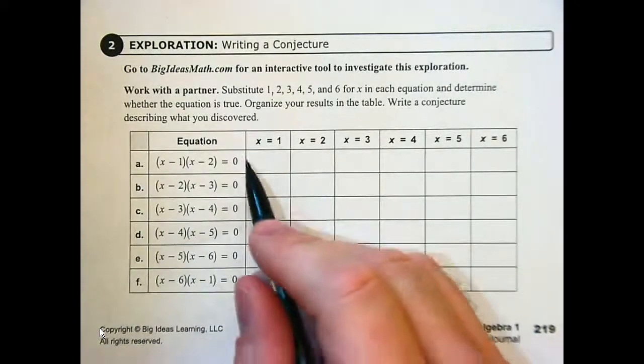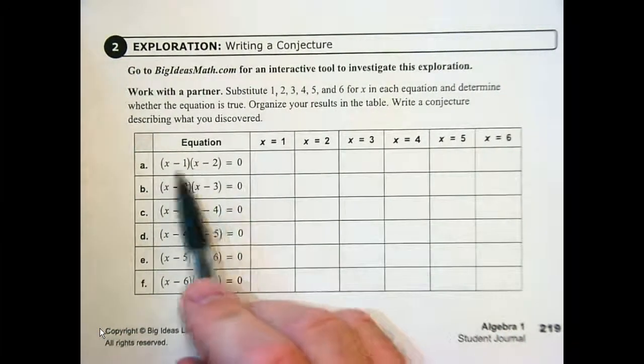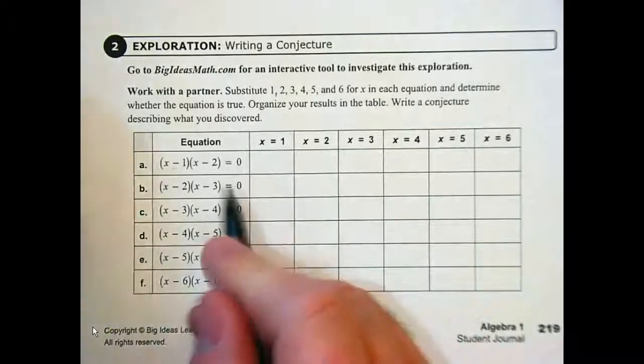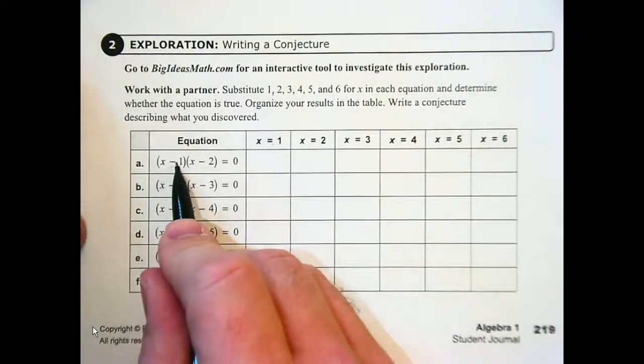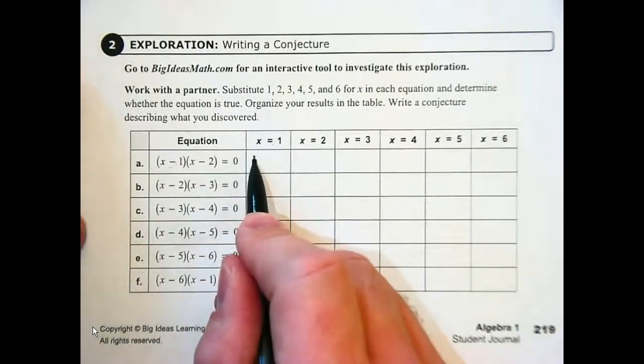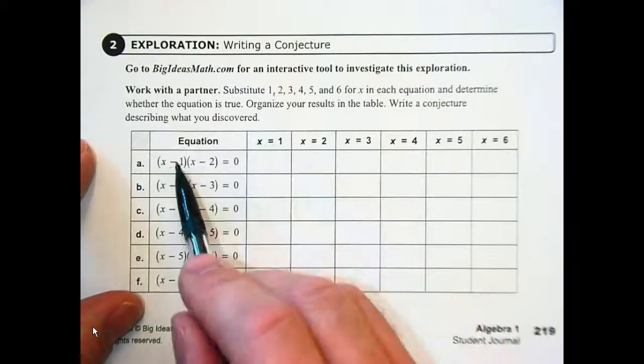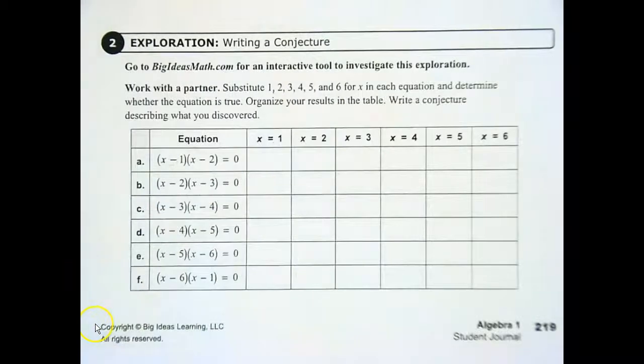So just put a true or false. When you put 1 in, does it equal 0? True or false? 2 and so on. Okay? So you're just plugging. So like if we do this one, we put 1 in. 1 minus 1 is... Yeah, you put them in for both the x's. Calculate it out, get true or false.